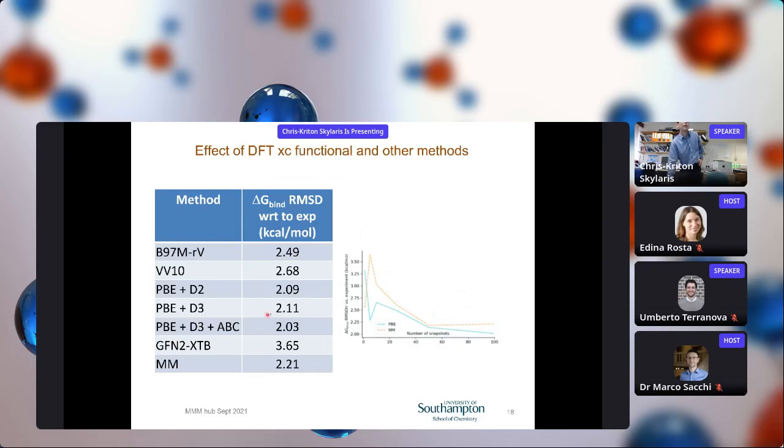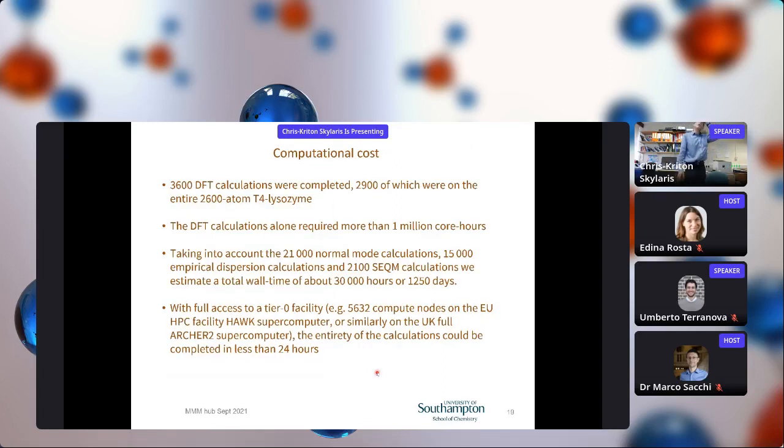The other surprising thing is that VV10 is not as good, and neither is the highly parameterized multi-combination functional B97M-rV. And also, perhaps not surprisingly, the DFTB approach is the worst of all. So some mixed results, and we need to consider why, what's happening.